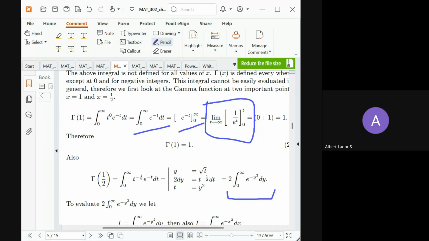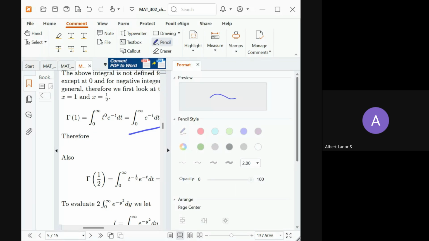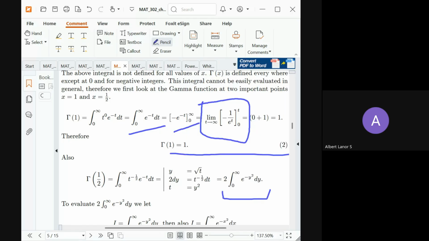Now, if you do that, you have minus 1 over e to the t, and that will be 0, because 1 over infinity is 0. Then you have e to the power 0, which is 1, and that is equal to 1, clearly. So you have the gamma of 1 is equal to 1.